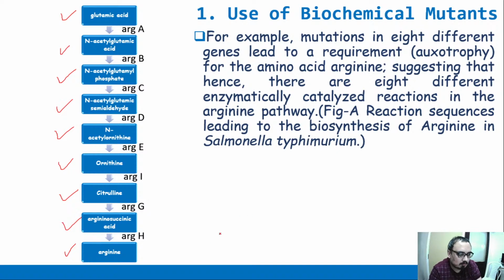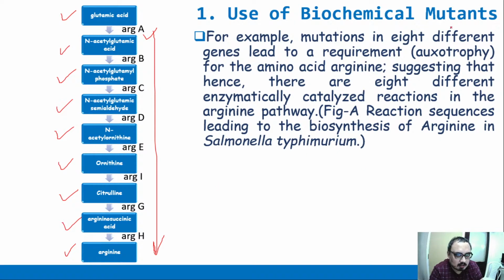Now please remember this one. This is just a series, just for your example purposes. These are not the actual genes which are involved. I am taking this example only for your understanding. So starting with the first one, arg A. The next one is B, C, D, E, I, G, H.